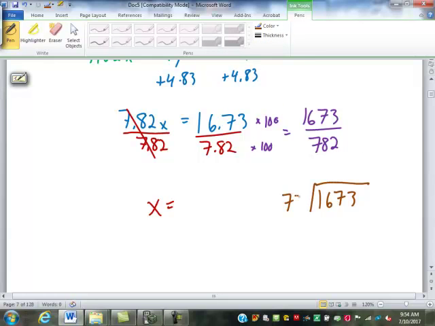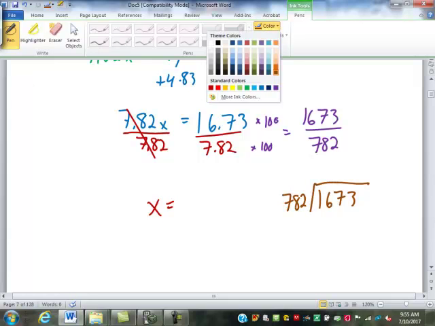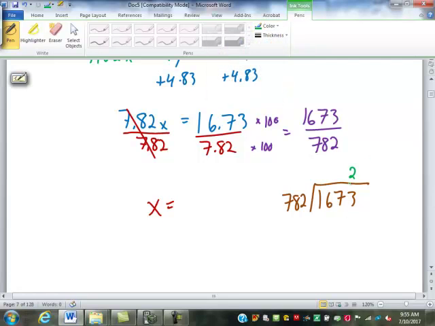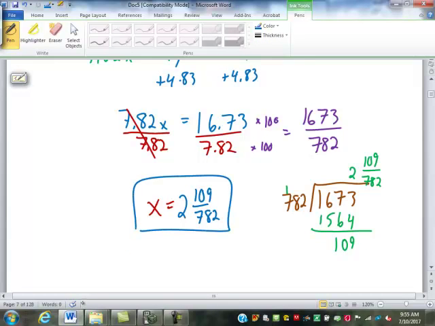To divide that out, 782 goes into that twice. 2 times 2 is 4. 2 times 8 is 16. So 6 carry the 1. That's 15. So that's 109 left over. So that's 2 and 109 over 782. That is our answer. Any questions?